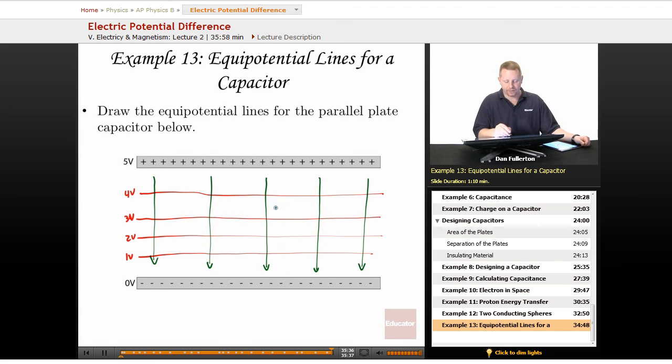We've got a constant electric field between these, but we don't have a constant potential. The potential is going to have a linear gradient from 5 volts down to 0 volts.